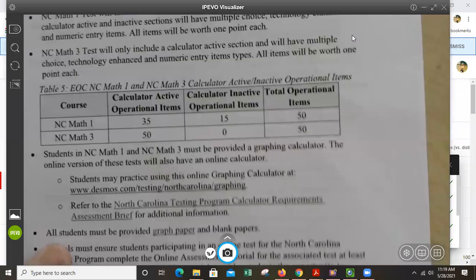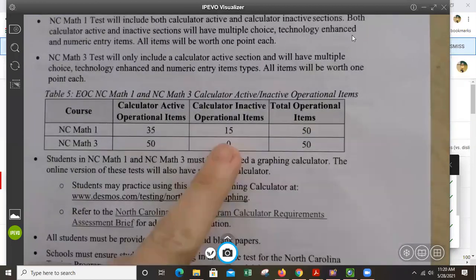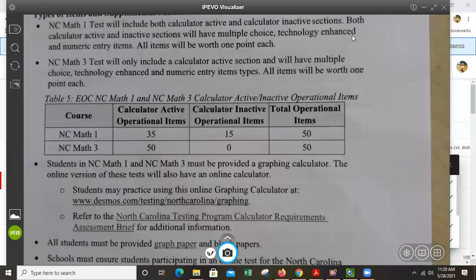Here's how it's broken down. You have 35 calculator active and 15 calculator inactive that are graded. Does everybody understand? So now it might be 20 and 40. You're going to see 20 inactive and 40 active, and that splits up the 10 that you have that are extra. All right. You have 3 hours of regulation testing, a max of 4 hours to finish the test.